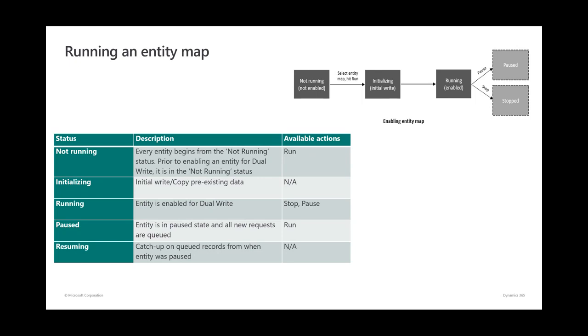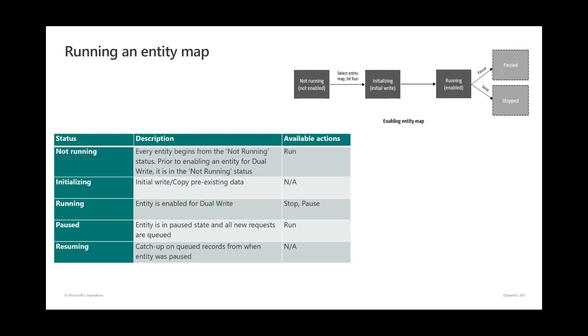As soon as you're clicking on run, it goes to the first state of initializing the entity. So it's an initial write. It's a copy of pre-existing data which is happening. So we need to prepare the CE environment or the F&O environment to get data which is already existing at the moment in the environment. As soon as that's done, the map is able to be enabled, and that goes automatically, and then it goes to running. So it's executing, it's reacting on the events, on the plugins which are happening.